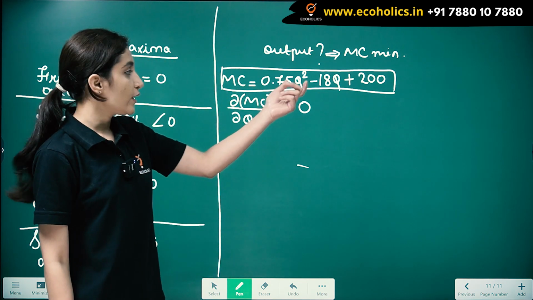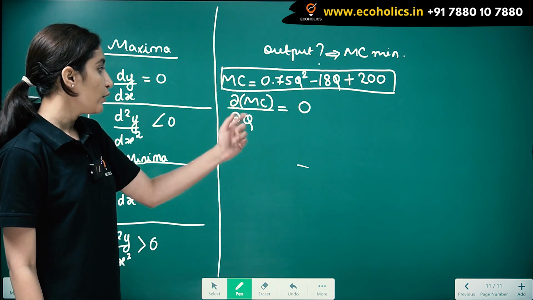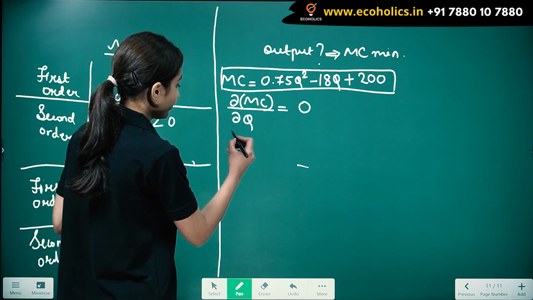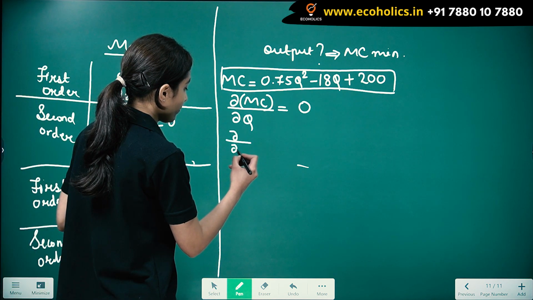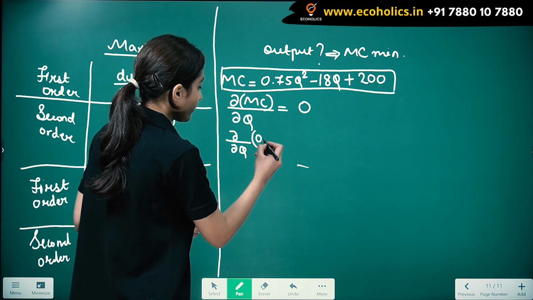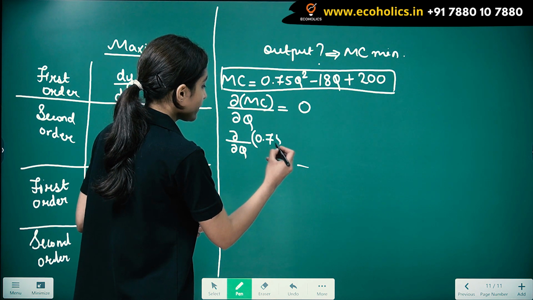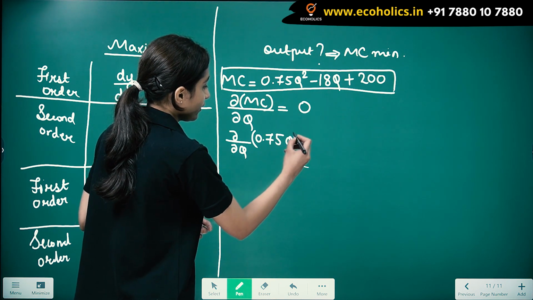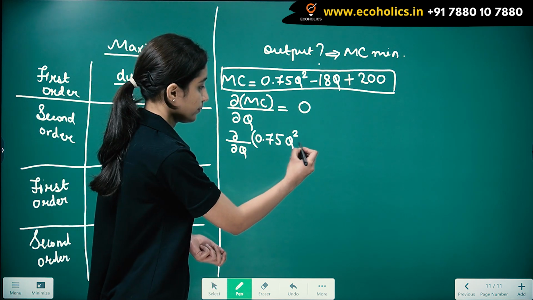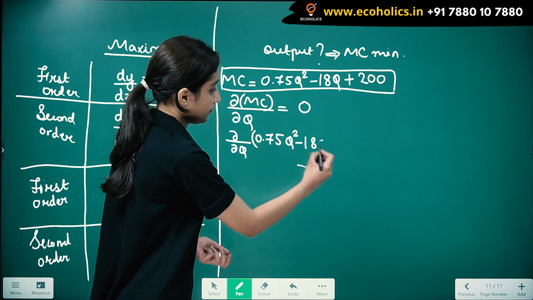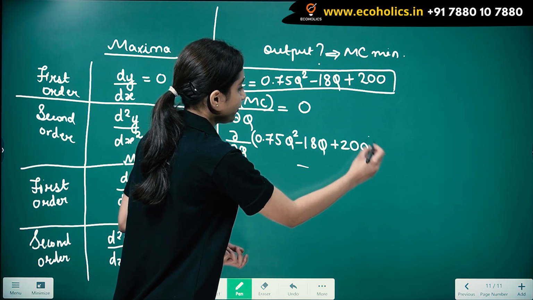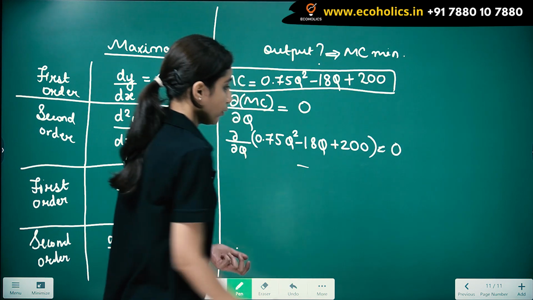We need to differentiate this marginal cost function to get our first order condition. So now, differentiation of 0.75Q square minus 18Q plus 200 is equal to 0.